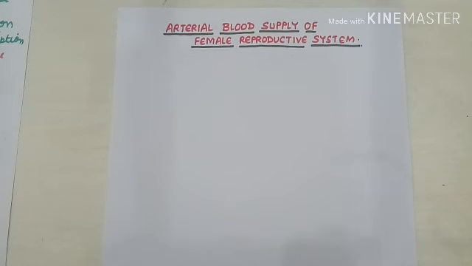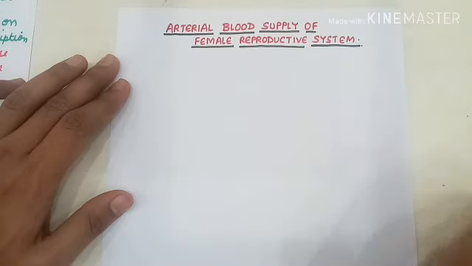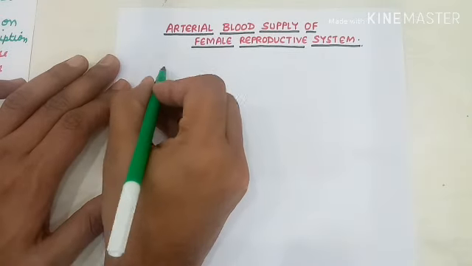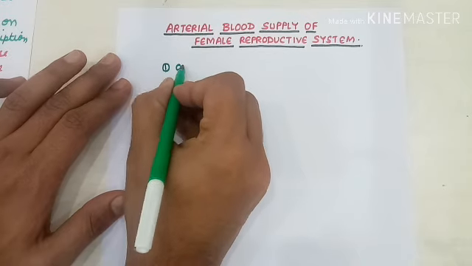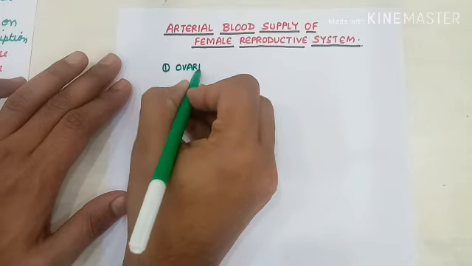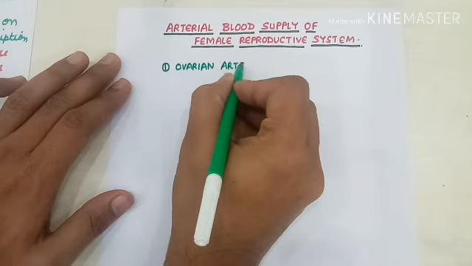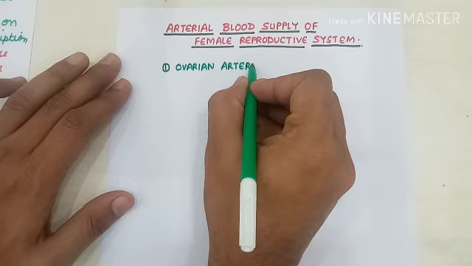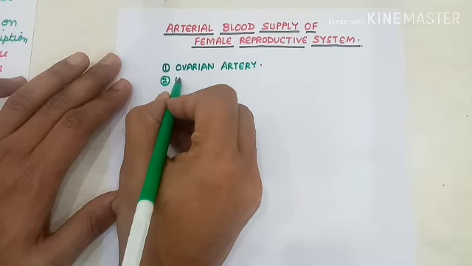Now, mainly two arteries will supply the female genitalia. These are the ovarian artery and the uterine artery. The first one is the ovarian artery, which is a direct branch of the abdominal aorta, and the second one is the uterine artery.